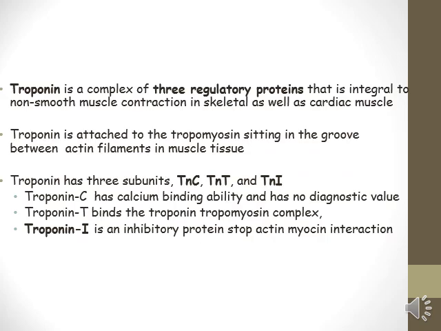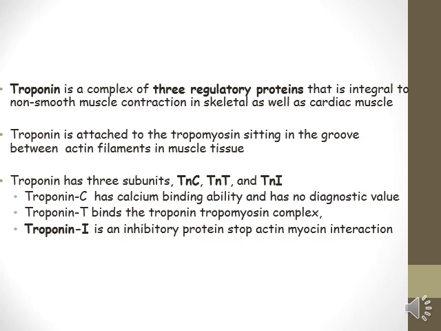Cardiac troponin protein is a complex of 3 regulatory proteins that is integral to non-specific muscle contraction in skeletal as well as cardiac muscle. Troponin is attached to tropomyosin sitting in the groove between actin filament and muscle tissue. Troponin has 3 subunits: troponin C, troponin I, and troponin T.